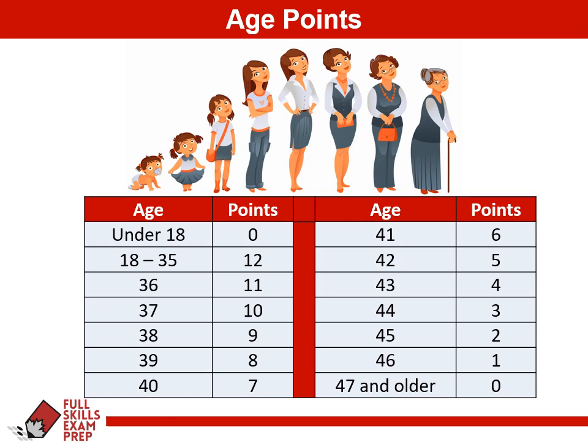Okay, so as we can see in here, for the maximum amount of points, a person has to be between the age of 18 and 35. After 35, you can see that the amount of points decreases by 1 for every year that the person gets older until the age of 47, where it's at 0.